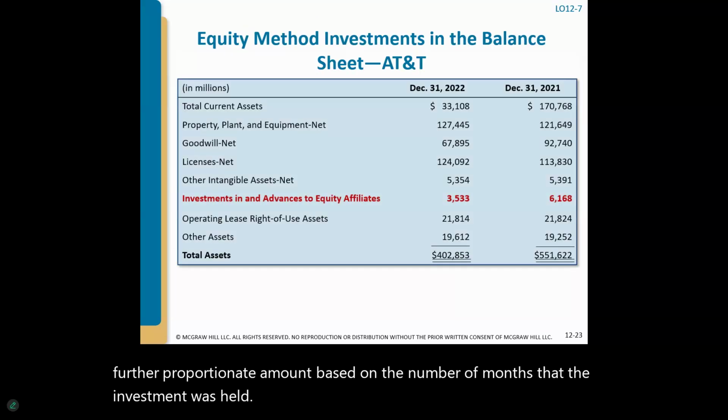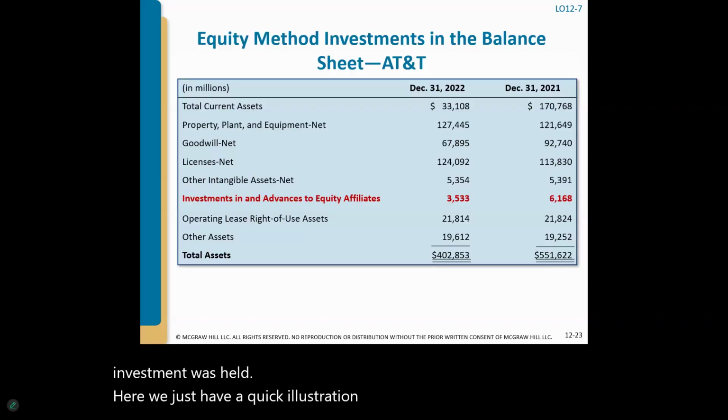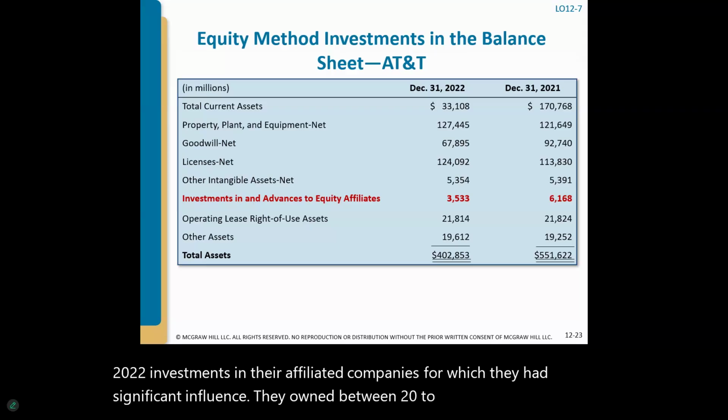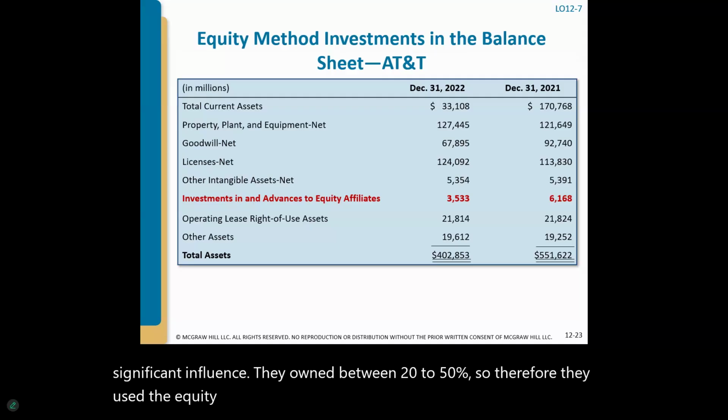Here we just have a quick illustration with AT&T, how AT&T reported their 2022 investments in their affiliated companies for which they had significant influence. They own between 20 to 50%, so therefore they used the equity method, as we just learned.